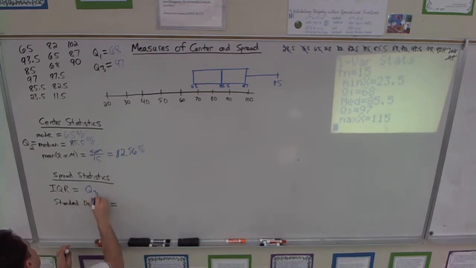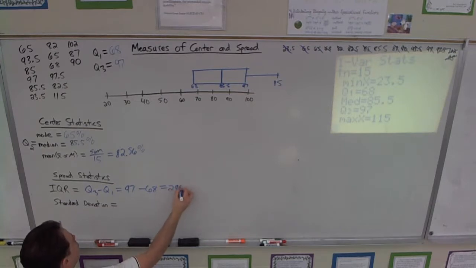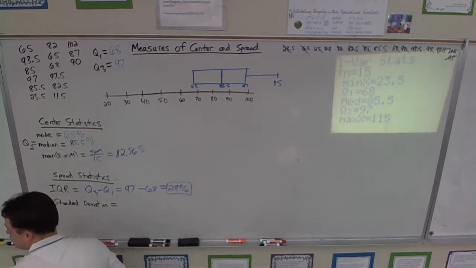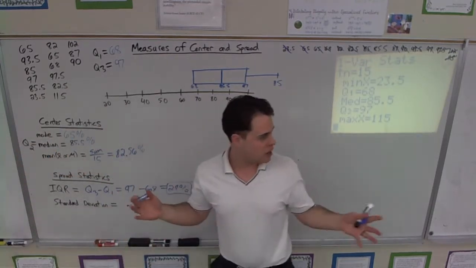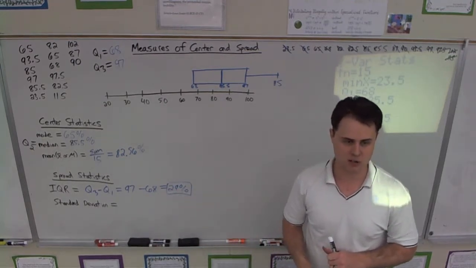It's going to be Q3 minus Q1, which in this set of data is going to be 97% minus 68%, 29%. So that's one way to measure the spread, how much spread there is in my class's Unit 1 tests.